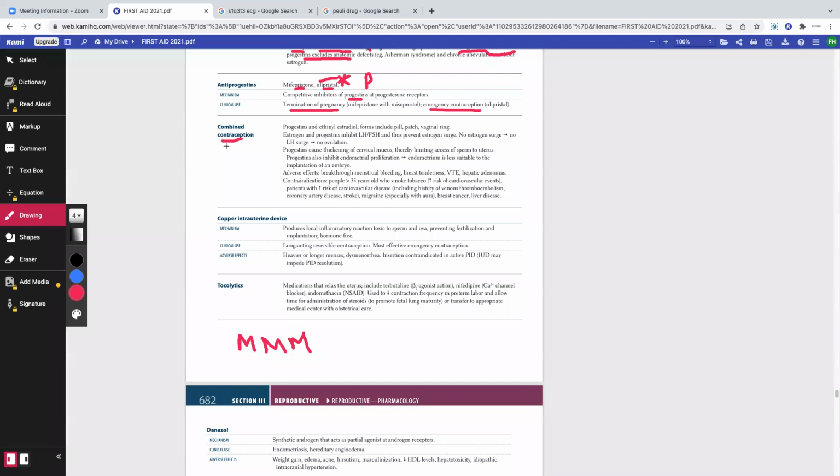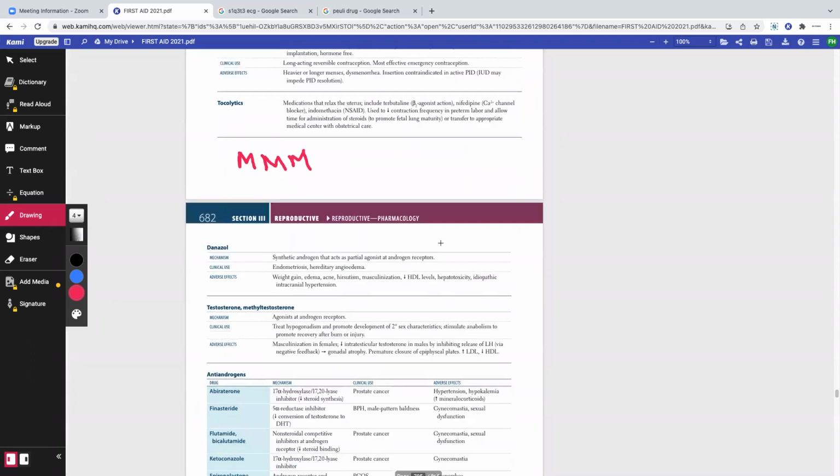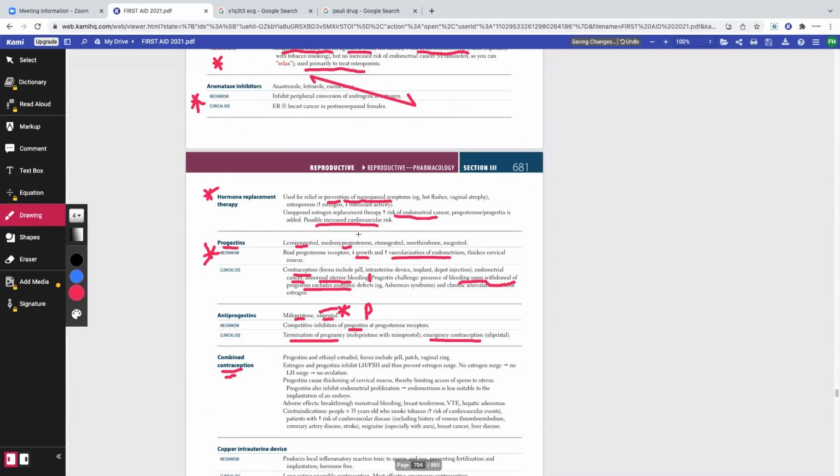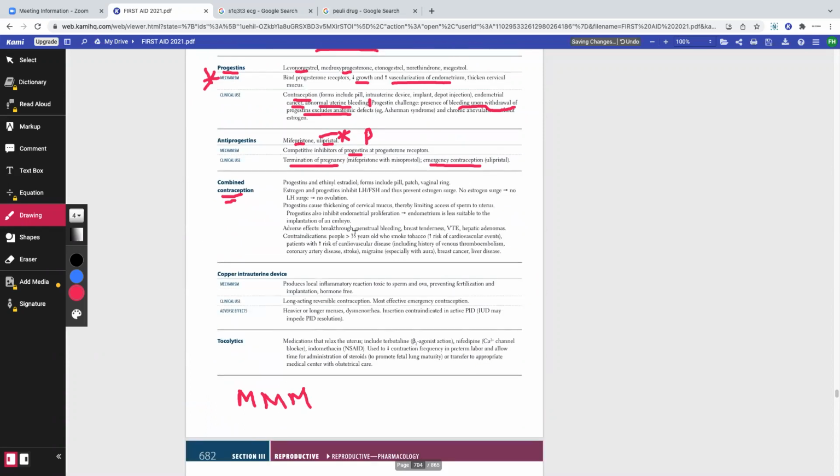No. Let's move on to combined contraception. Is everyone ready? A quick yes or no in the chat box, please. Is everyone ready? Quick yes or no in the chat box.